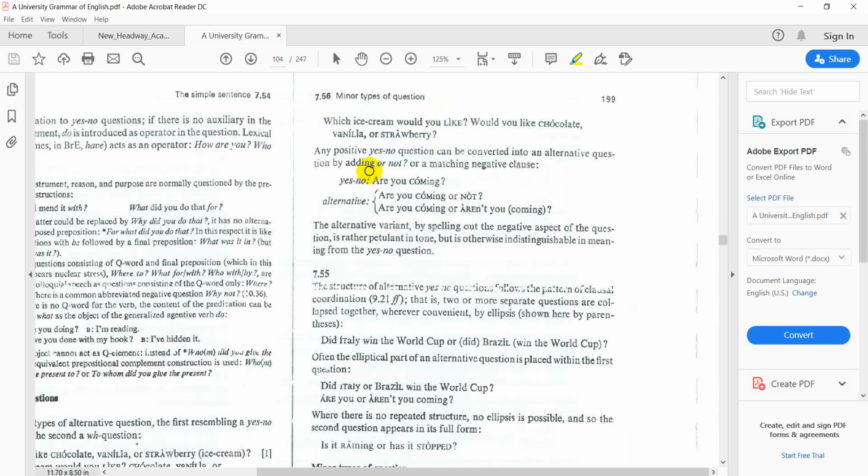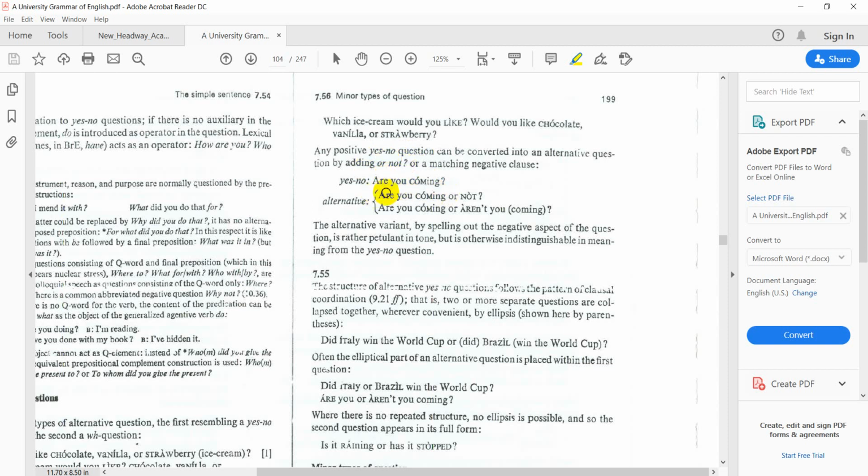Any positive yes-no question can be converted into an alternative question by adding or not. So if I have a yes-no question, I can immediately change it to an alternative question by adding or not. Of course, the yes-no question should be positive, because I'm going to change it into or not. So positive, then I add or not.